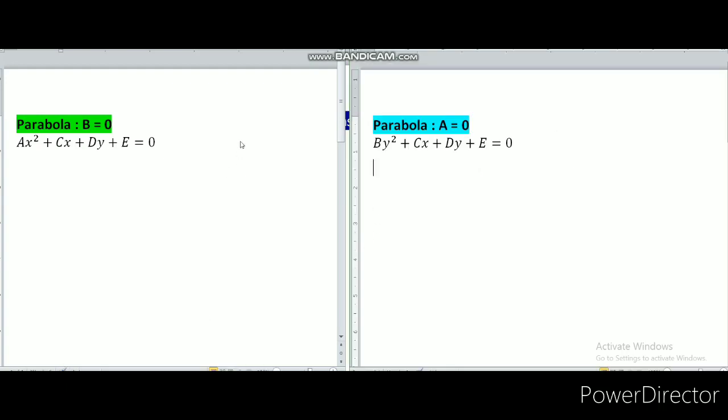Now, first, when I put b equals 0, it means the quadratic relation will be like this, since I lose the y square, the b, since b equals 0. But if I put a equals 0 and the other b, c, d, e are any integers, I will have this kind of situation. These both equations will shape a parabola, but will be different. So let's see one by one.